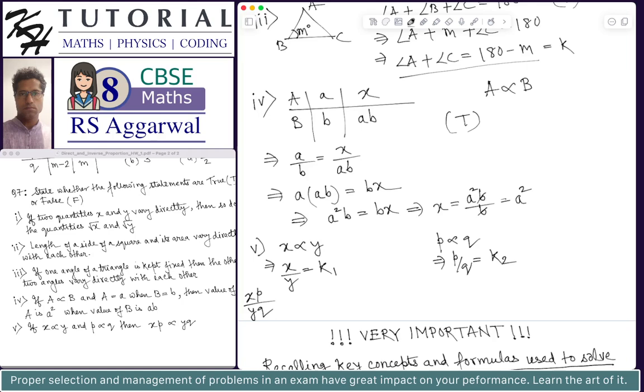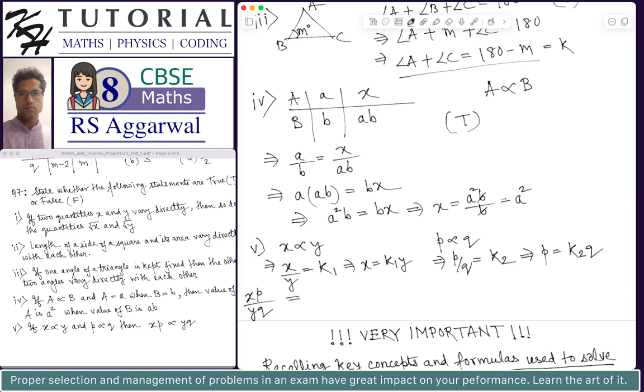So what we can do is that from the fact that x by y equals k1, this implies x is equal to k1 y, and from the fact that p by q is equal to k2, we can say P is equal to K2Q. So now let's see what is the value of the ratio XP by YQ.